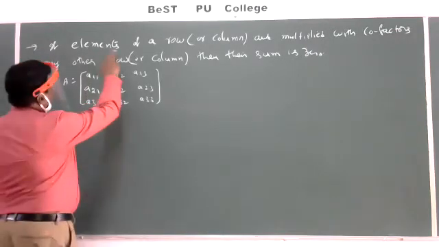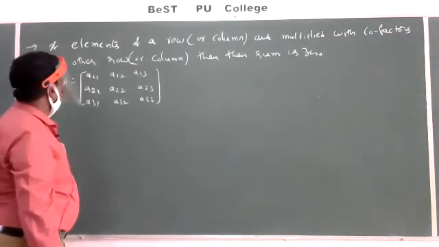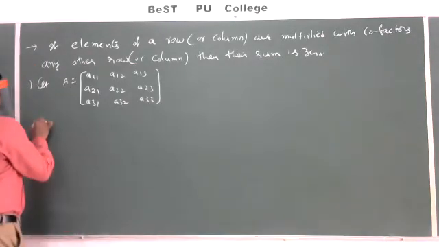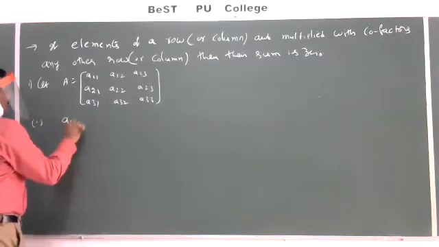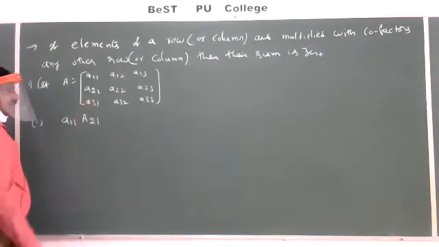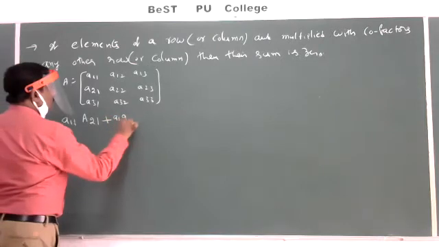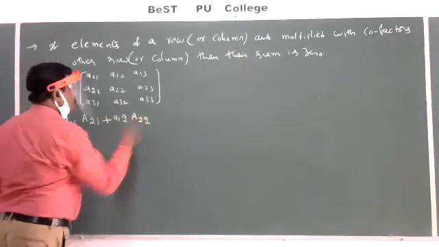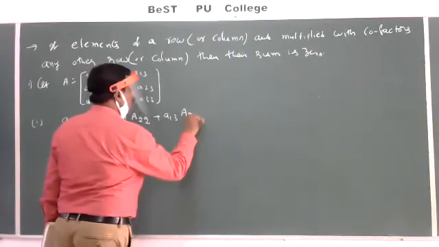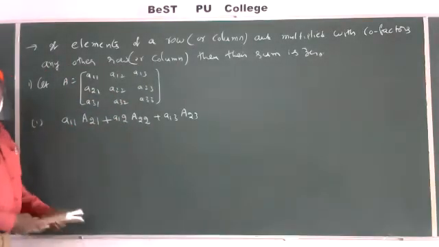Then the statement is, if the elements of a row are multiplied with the cofactors of any other row, suppose you consider A11 capital A21 plus A12 capital A22 plus A13 capital A23. This value must be 0.